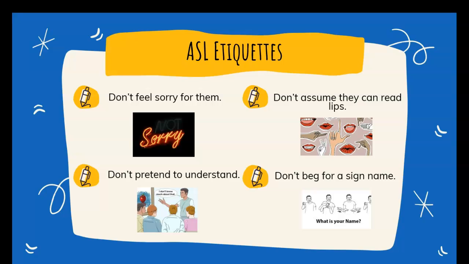Second, don't pretend to understand if you don't understand. They will notice if you are clueless. Third, don't assume that they can read lips and never force or pressure a deaf person to voice or speak. Do understand the deaf community has faced years and years of oppression. Going back, the community has so much culture. You have to recognize you have a hearing privilege. Lastly, don't beg for a sign name. If they think of something that fits, they will definitely let you know.